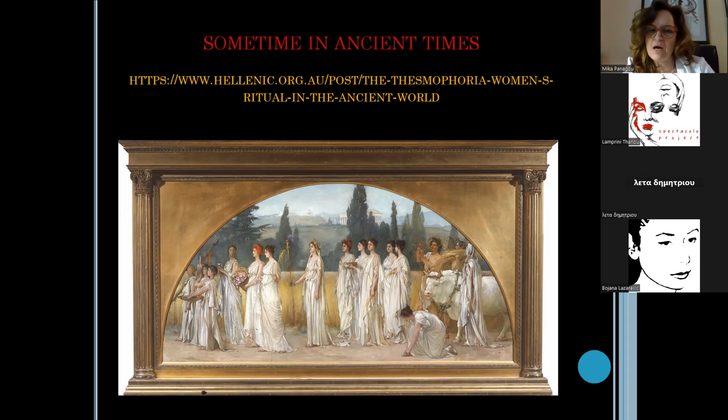Very often now, I will have links for you, links that have a lot of reading for later. So this is an approach to the ancient Greek world. This is a very nice image of a group of women. So this could give us an idea how a chorus would be in a play.